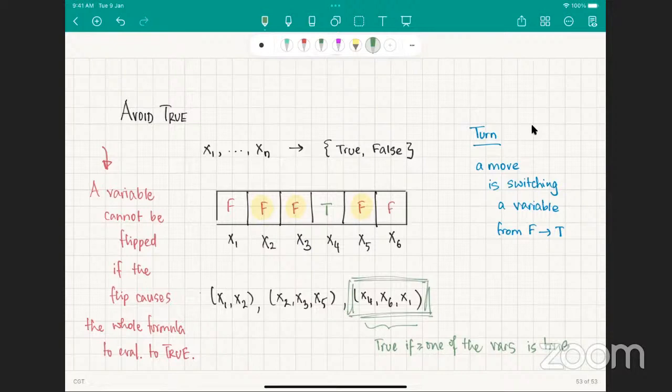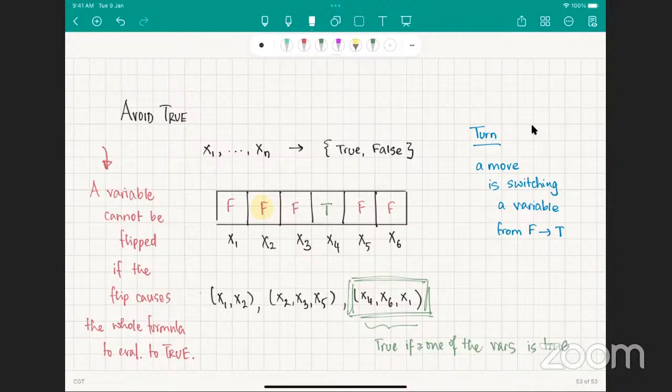Now, the only flip that is forbidden for the second player is x2. Because if you flipped x2, then you would satisfy both of the first couple of sets. And that would mean satisfying the whole formula. So x2 is forbidden. But you could do any one of the other ones.